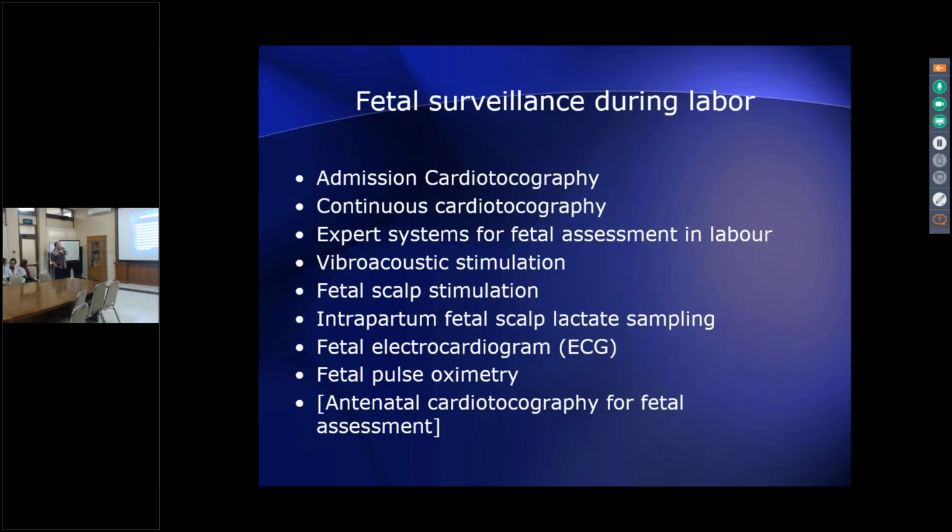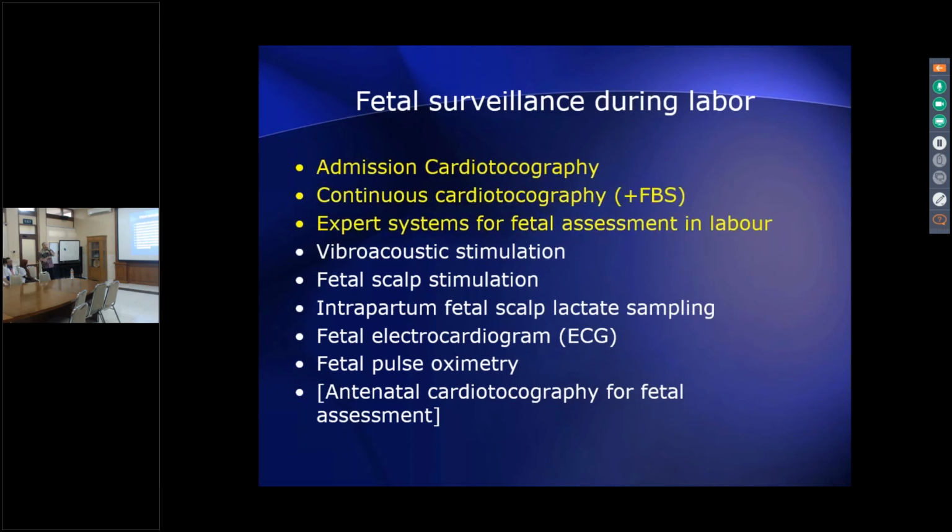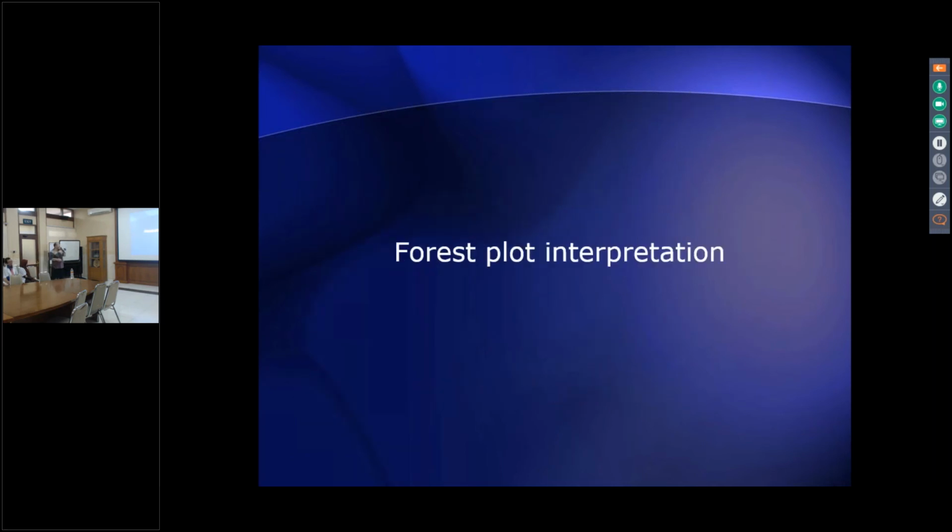So when we look at the evidence on fetal monitoring, I just want to talk very briefly about these three areas. But very quickly, I just want to touch base because some are students, just very briefly about how to interpret forest plots. I know for many of you this is very easy and you're very experienced at it, but just bear with me for a couple of minutes.